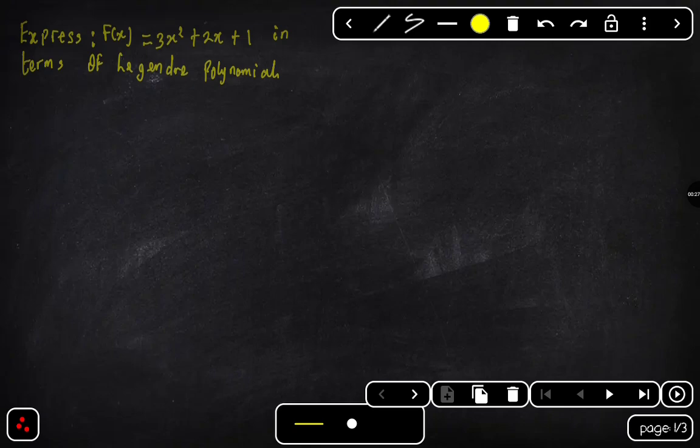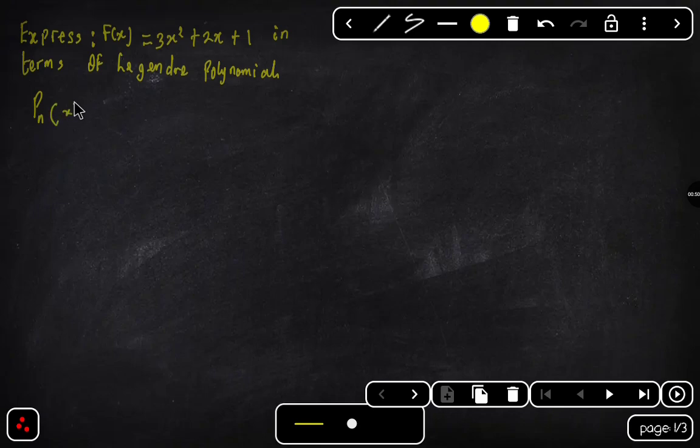All right, so let's dive into the work. How are we going to express this given function 3x raised to the power of 2 plus 2x plus 1 in terms of the Legendre polynomial? Alright guys, it's very easy. I will firstly write out the general term of the Legendre polynomial. And here is the general term of the Legendre polynomial.